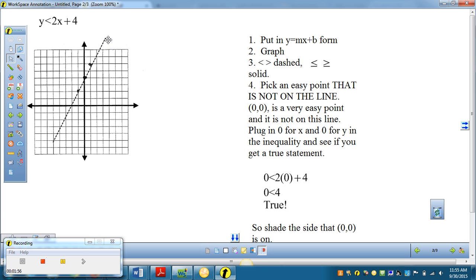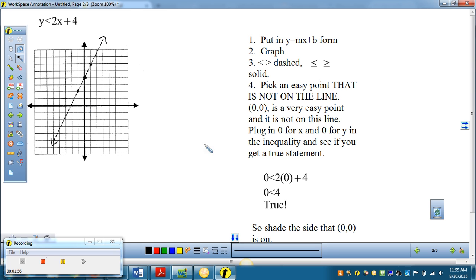Alright, so this looks pretty good. And notice that my line here is dashed. It is dashed because we have a less than without an equal sign. Alright, so now for the shading. We want to shade the side of this line that all of our solutions will be on. It is a line, so it should have arrowheads. To do this, you pick an easy point, and 0, 0 is always a very easy point. You can choose 0, 0 as long as it doesn't fall on the line.